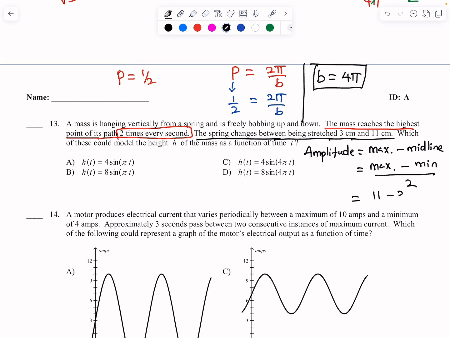So the maximum right here is 11. Minimum is 3, divided by 2. So what do you have? This one is 8 divided by 2, and then you have 4. So which means I have the amplitude.